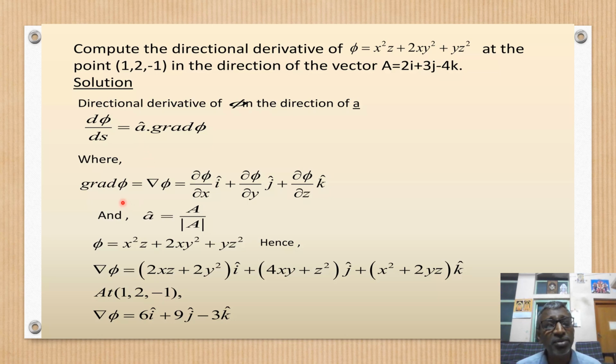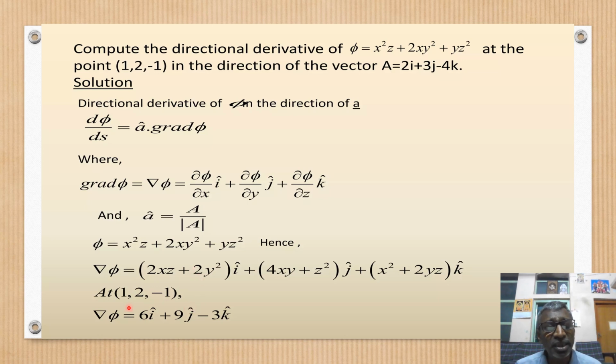As before, grad φ is nothing but ∂φ/∂x into i plus ∂φ/∂y into j plus ∂φ/∂z into k, and a bar equals A by mod A bar. So φ is given by this, and therefore del φ is calculated and is given to be (2xz + 2y²) i + (4xy + z²) j + (x² + 2yz) k. This is the gradient for the given function x²z + 2xy² + yz², which is the scalar point function.